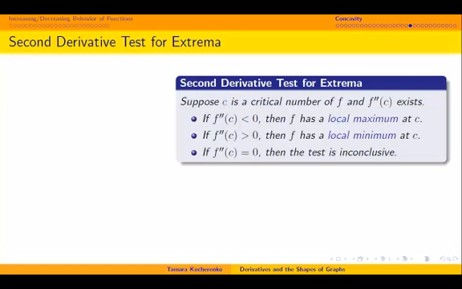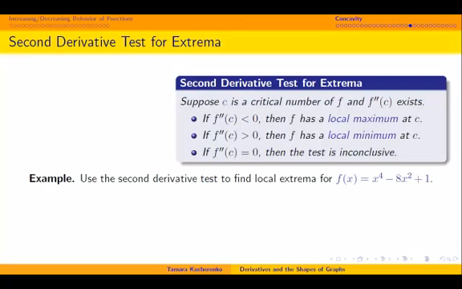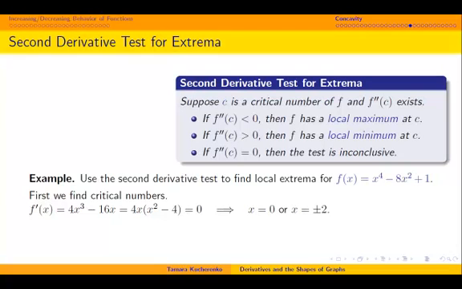Let's use the second derivative test to find local extrema for the function f of x equals x to the fourth minus 8x squared plus 1. First, we find critical numbers. We compute the first derivative. F prime of x equals 4x cubed minus 16x, which can be factored as 4x times x squared minus 4. Setting it equal to 0, we obtain 3 critical numbers, x equals 0 and x equals plus or minus 2.